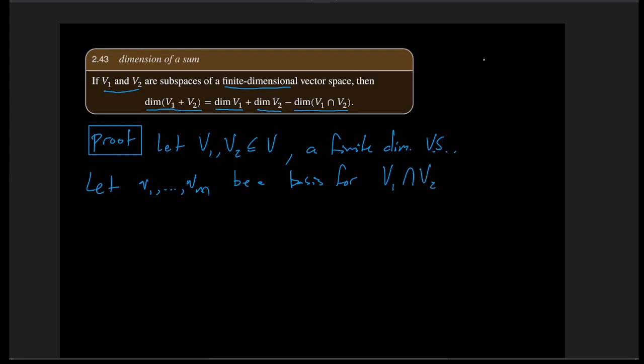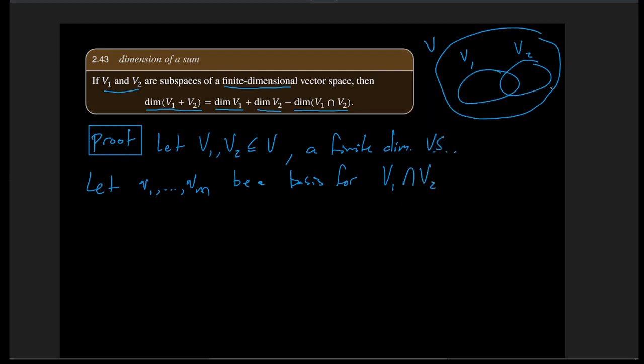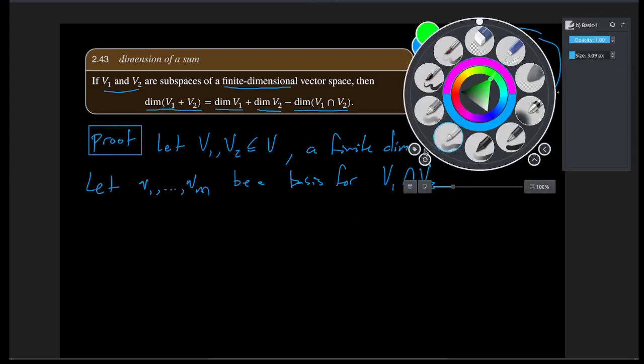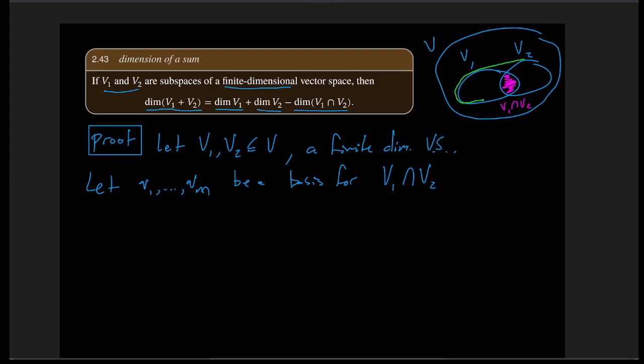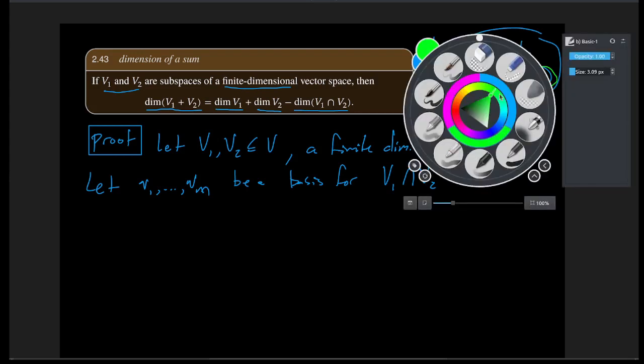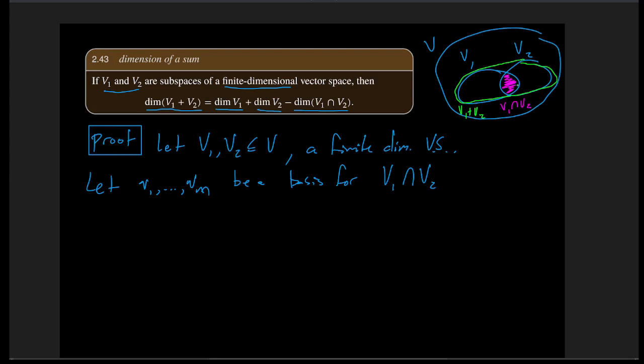Let me draw a tiny picture over here. So I've got v1, I've got v2. These guys live inside of v. Now I'll draw in a slightly different color. In this little chunk right here, this is v1 intersect v2. And then, in the thing containing both of them, their sum, this is v1 plus v2. So the gist of it is that we're going to start with the smallest subspace, that's the littlest shaded region right there. Then we're going to extend to a basis of v1 and to a basis of v2. And then we're going to show that you can put those two together to get a basis for v1 plus v2.